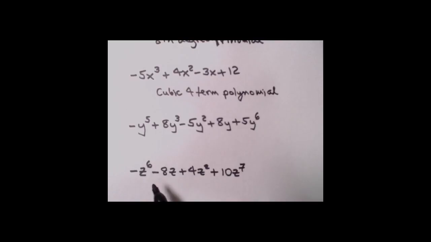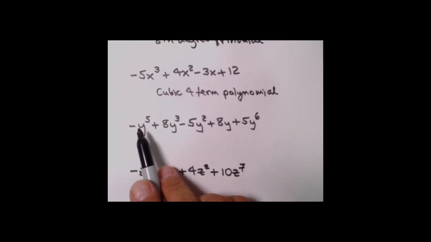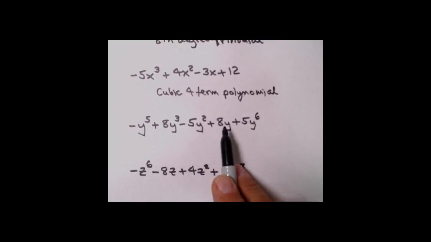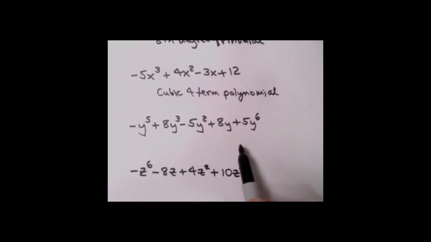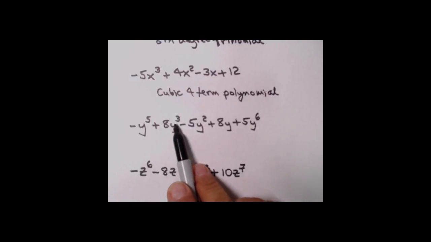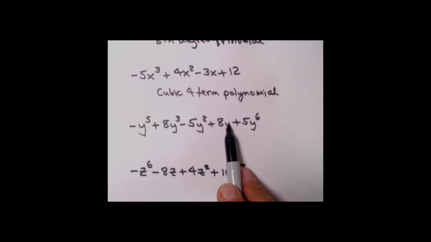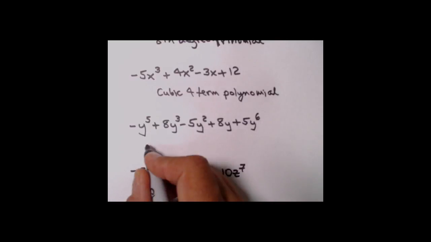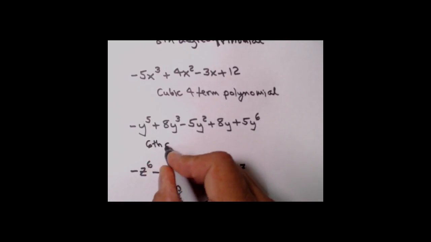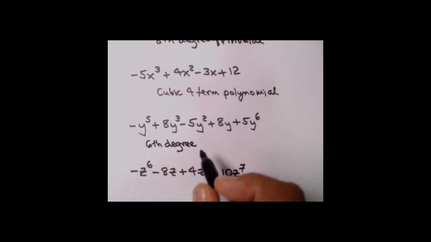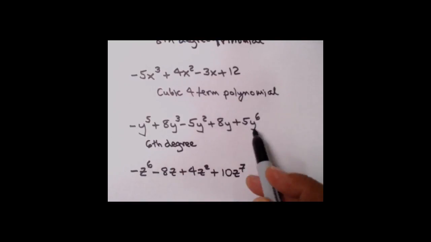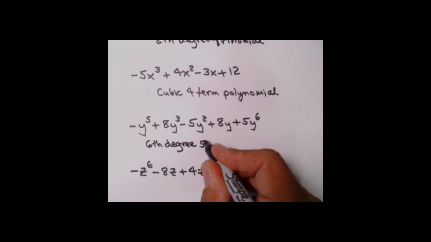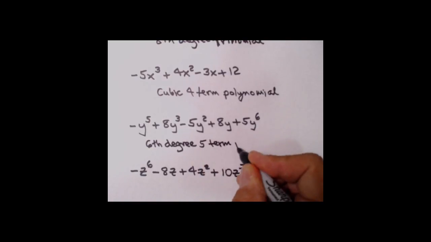Now, one of the things we'll talk about in the future is writing the answers in descending order. That's not a standing rule, but it's a real convenient thing so we can more easily compare all our answers if we follow that. But notice, 5th degree here, 3rd degree, 2nd degree, 1st degree, but 6th degree over here. Okay, so this is going to be a 6th degree, and how many terms do we say? 1, 2, 3, 4, 5. 6th degree, 5-term polynomial.